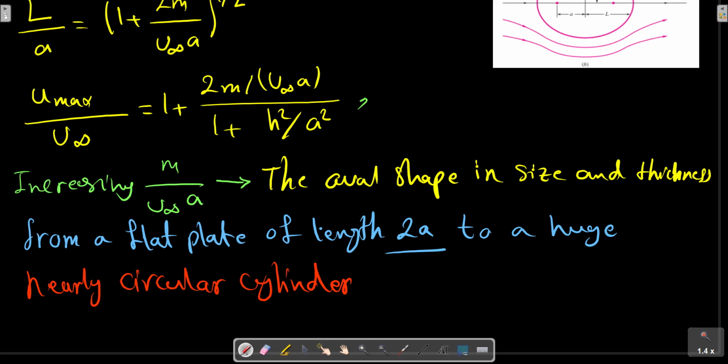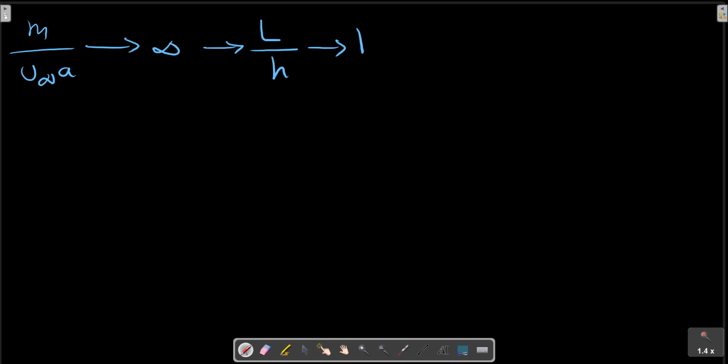This is shown in table 8.1. In the limit as m on U tends to infinity, L on h tends to 1. And this is equivalent to flow past a circular cylinder.